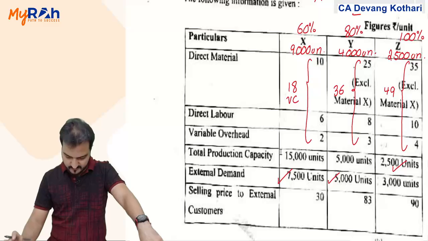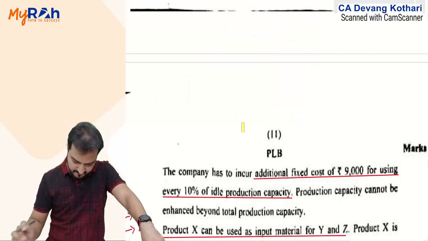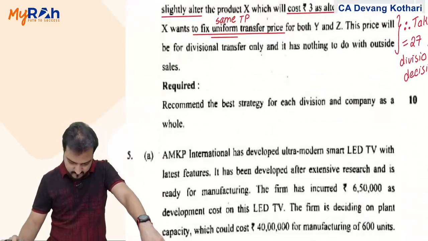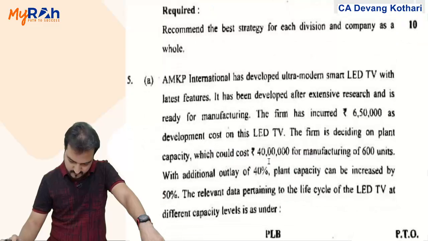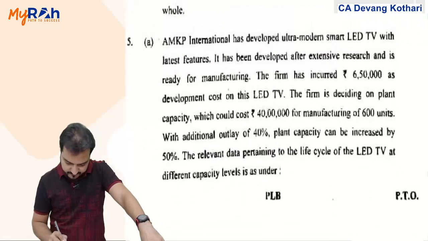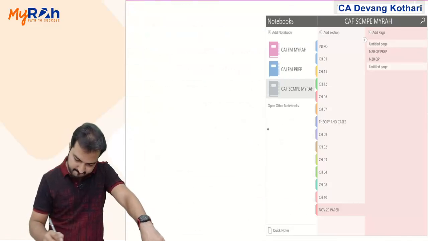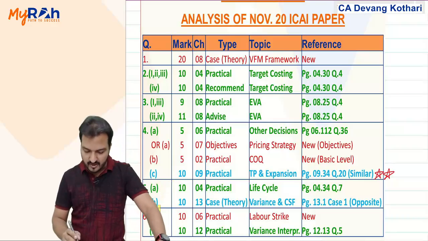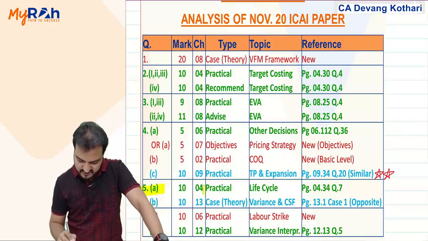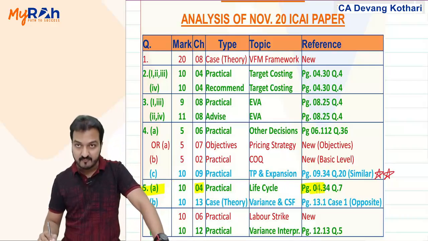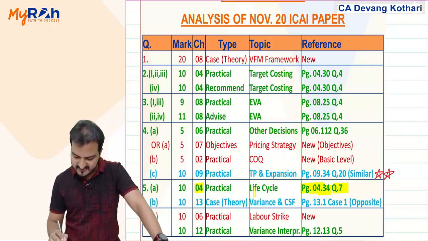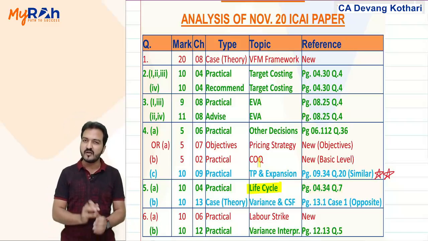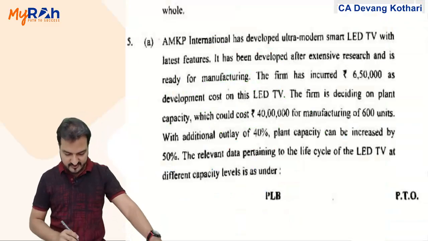Going further, next question 5. Question 5A and question 6, almost we are done. Question 5A is from chapter 4. It's again directly from my book, page 4.34, question 7. You will see it is a question of life cycle costing. Exact same copy paste question we have in our book. I'll show you the solution here itself.